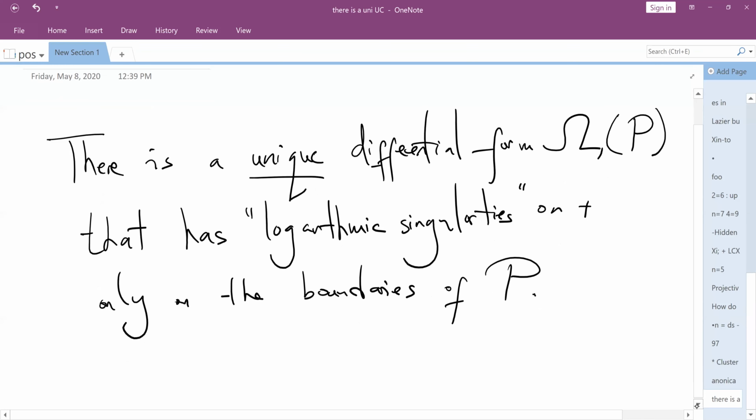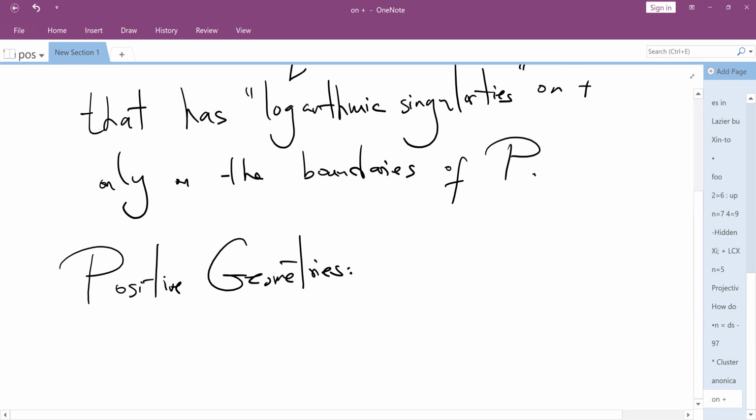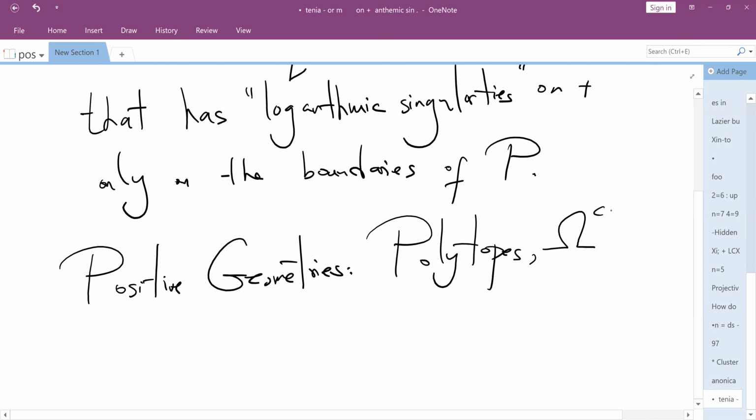Now, the simplest example of positive geometries where we understand the most about them are when positive geometries are just polytopes, like triangles, polygons, cubes, higher dimensional versions of polygons that are called polytopes. Here we understand a lot about them. The polytopes are positive geometries, and we understand a lot about the canonical form for these polytopes.